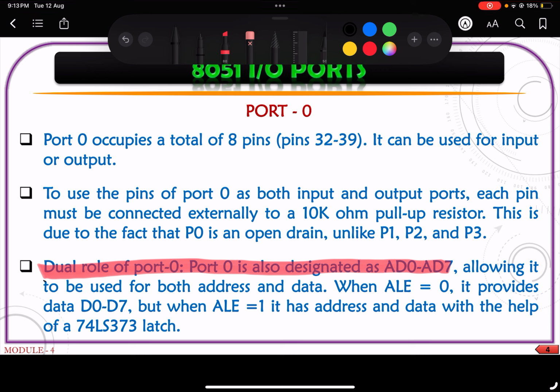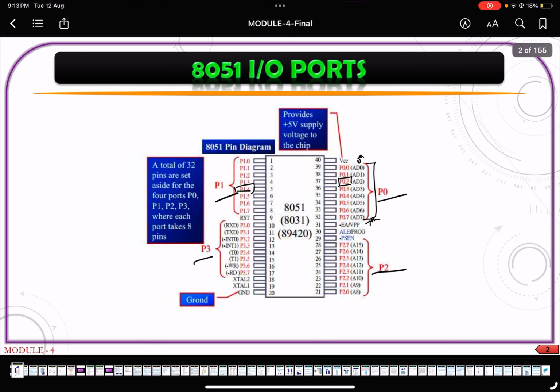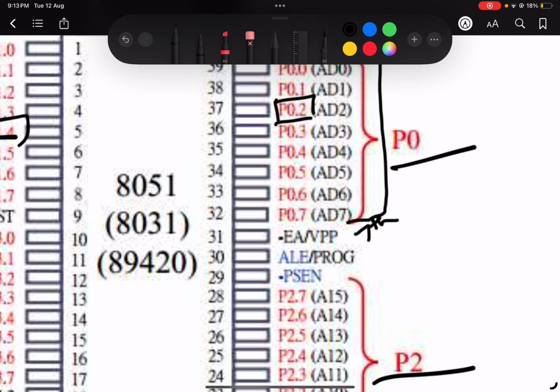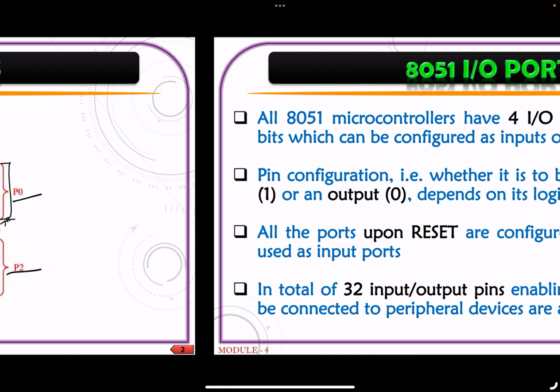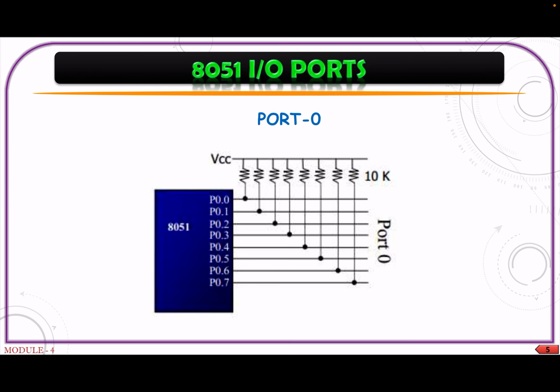Now there's another pin which is called the ALE pin, pin number 30. You can either set it or clear it. Depending on how you set it, you can define if it contains address or if it has data. If it's 0, it provides data. If it's 1, it has address and data. They won't ask you any questions based on the structure exactly.